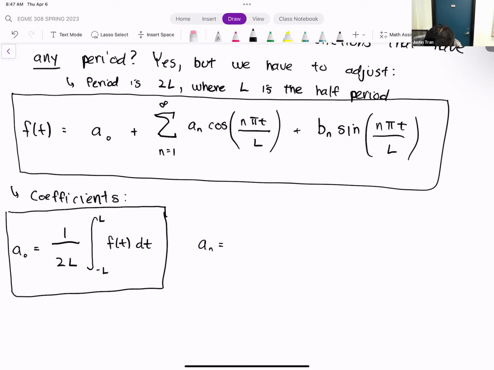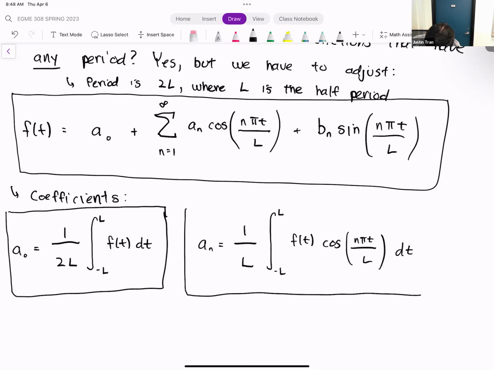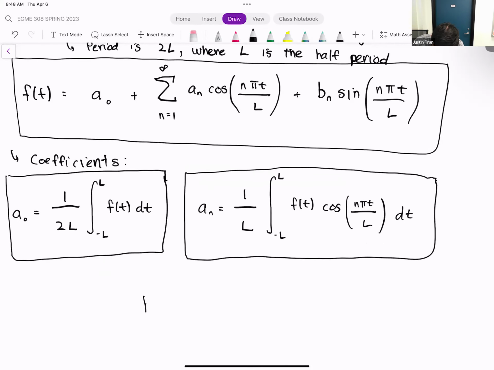Our formula for an looks like the following. So we have 1 over L, integral from minus L to L, f of t, cosine of n pi t over L, dt. And finally bn looks very similar. So you have 1 over L, integral from minus L to L, f of t, sine of n pi t over L, dt.